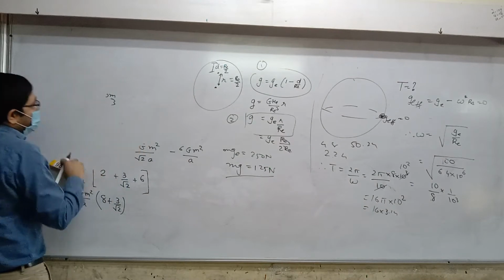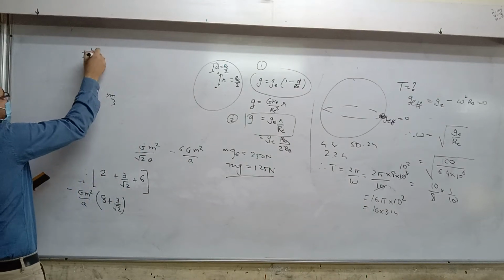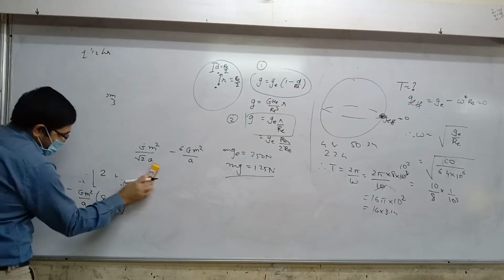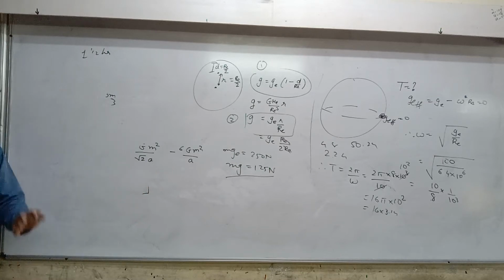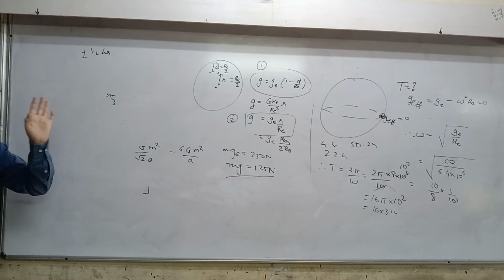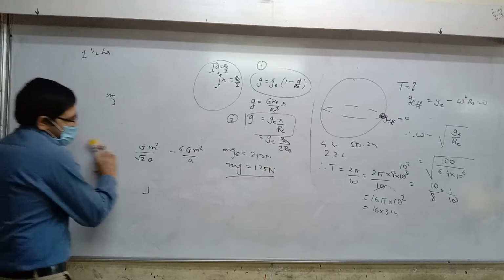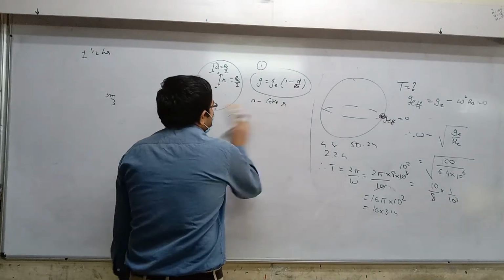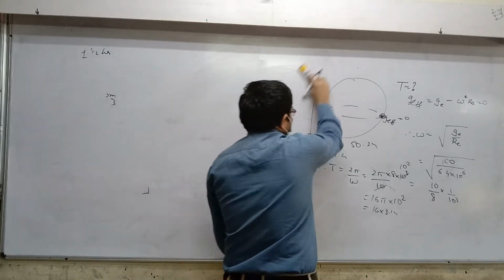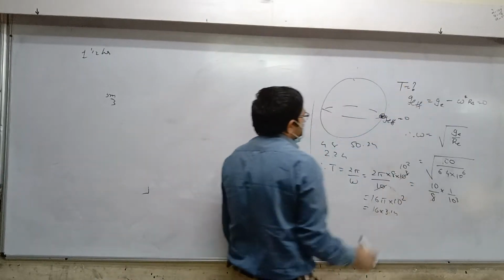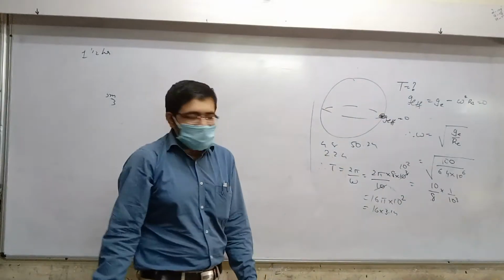And what if Earth would rotate in about 1.5 hours? But fortunately, Earth takes 24 hours, right? Okay, not 1.5.